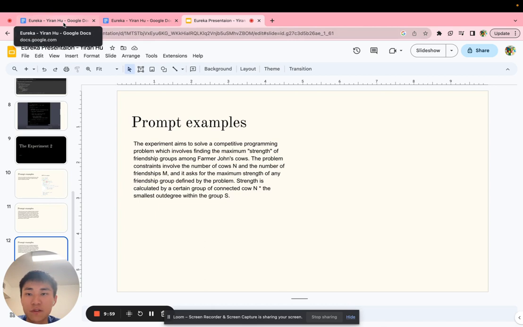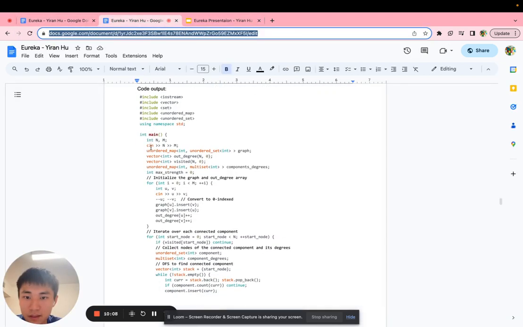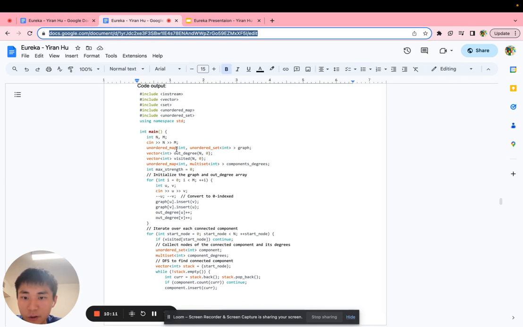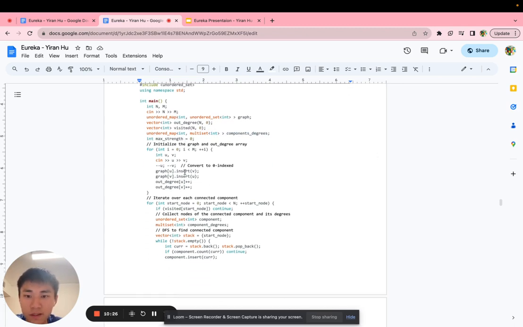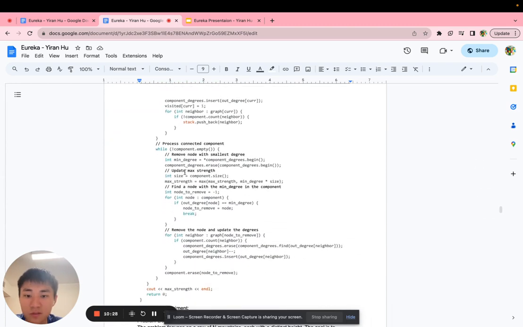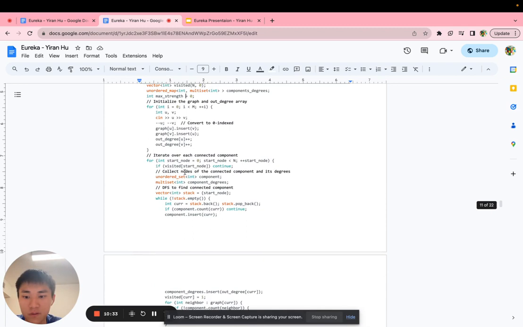After a series of efforts, it was able to solve 6 out of the 20 subtasks with this code. It has an unordered map to store the groups, and an unordered map of multisets to keep track of the out degree of every node within the graph. While this solution is already pretty complex, it was only able to solve 6.